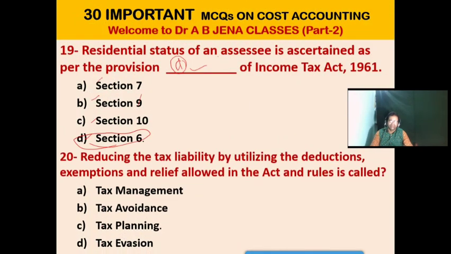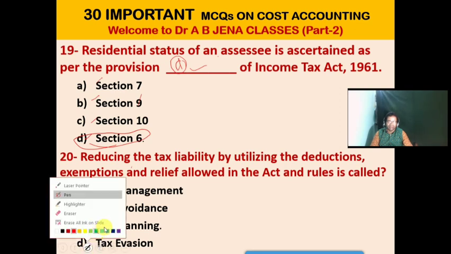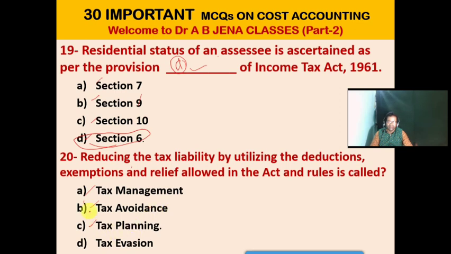So next one MCQ, reducing the tax liability by utilizing the deductions, exemption and relief allowed in the Act and rules is called what? A. It's tax management. B. It's tax avoidance. C. It's tax planning. D. It's tax evasion. So friends, C is the right option for this MCQ.